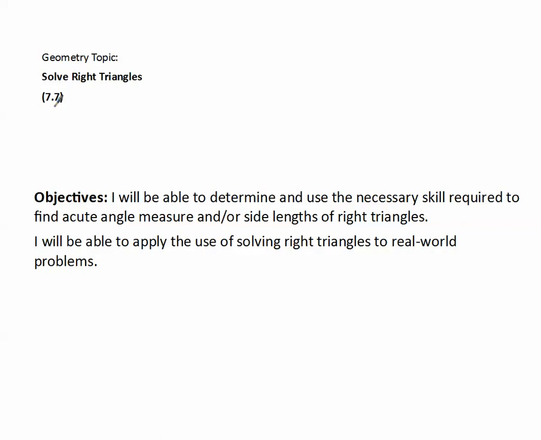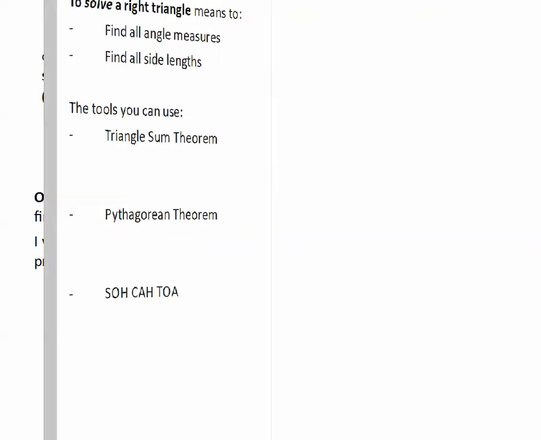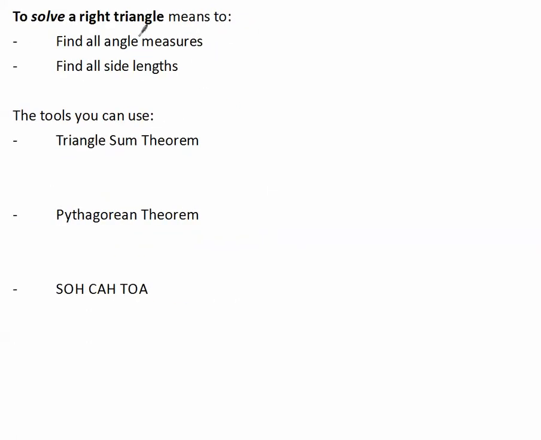In section 7.7, our goal is to be able to determine and use the necessary skill required to find acute angle measures and/or side lengths of right triangles. Also, we want to be able to apply the use of solving right triangles to real-world problems. Let's begin with, what does it mean to solve a right triangle?